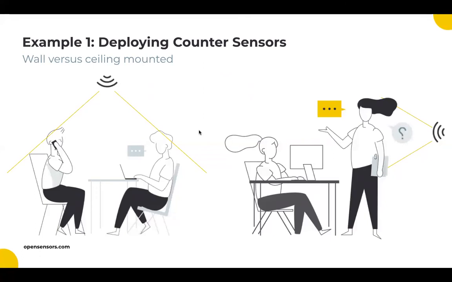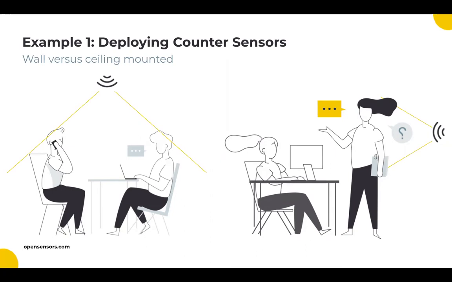Now we're going to quickly move on to the next section, which is a couple of examples we've encountered when dealing with deployments or people in the research stage of their studies. The first up is deploying counter sensors in meeting rooms, and whether to do this on the ceiling or on the wall. I'm just going to say it clearly, I would always recommend putting these on the ceiling, primarily for the reason that you can see in front of you. It's to do with field of view.